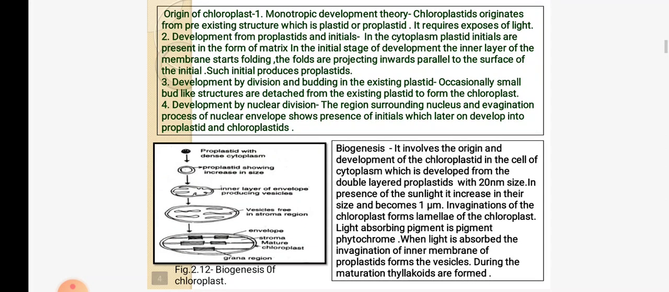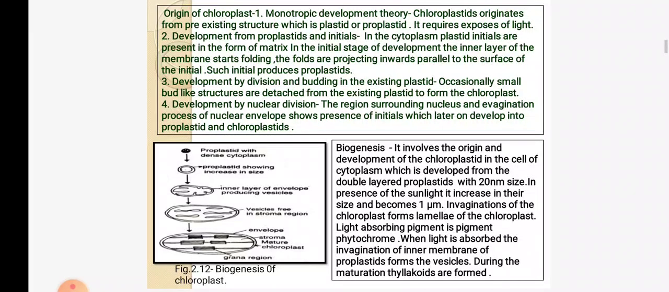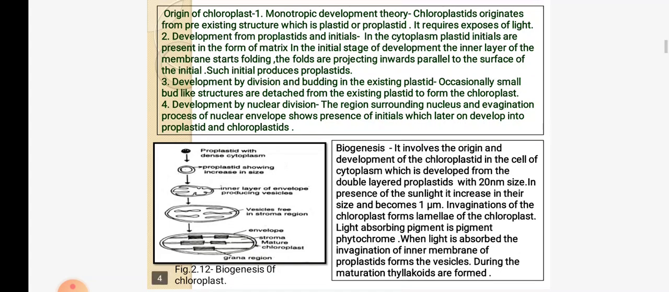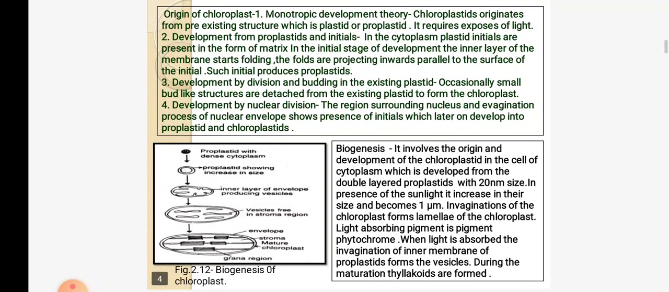In the cytoplasm, plastid initials are present in the form of matrix. In the initial stage of development, the inner layer of membrane starts folding. The folds project inwards parallel to the surface of the initial, and such an initial produces proplastid which develops into chloroplast. Development by division and budding in existing plastids occurs and new chloroplasts are formed.